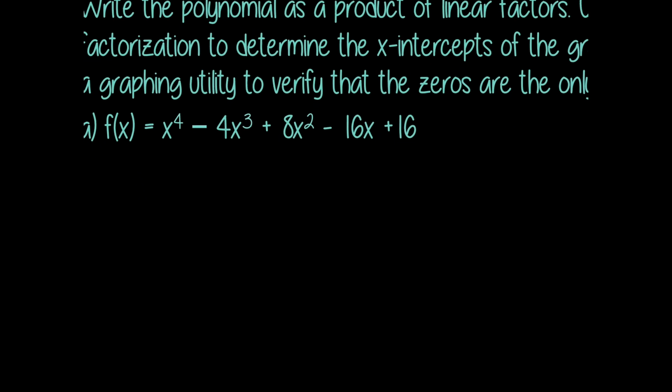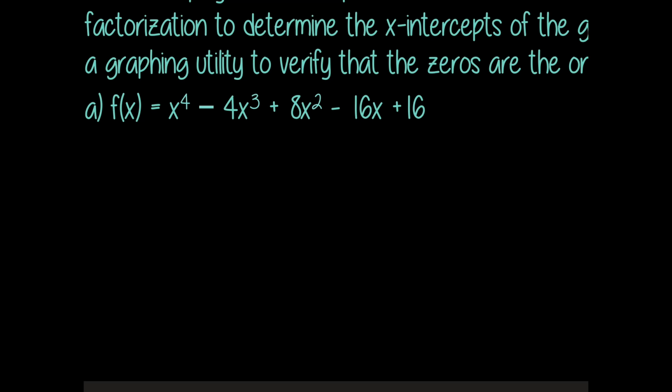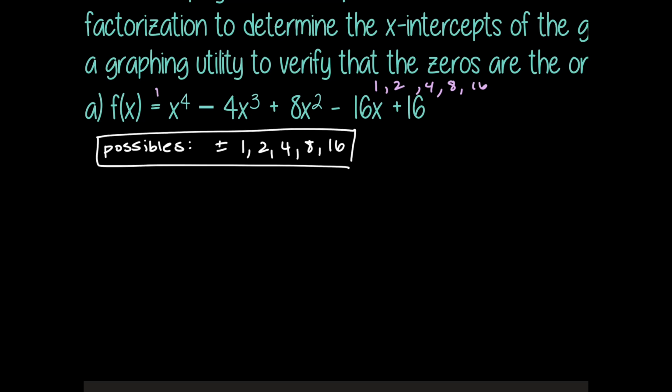So we go back to making sure this is in decreasing degree order, and it is. Factors of the last would be 1 and 16, 2 and 8, 4 and 4. Factors of the first would just be 1 and 1. So my possibles are plus and minus 1 over 1, 2 over 1, 4 over 1, 8 over 1, and 16 over 1. That's the first part. Find the possibles.